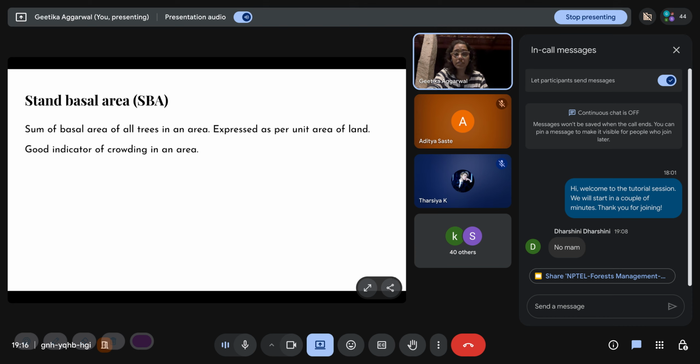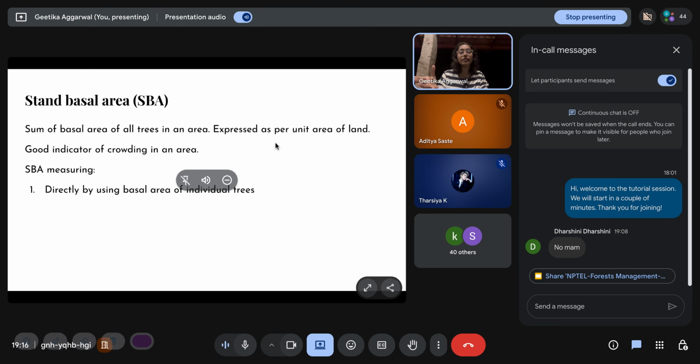So the more the stand basal area, the more is the crowding. And SBA, how do you measure the SBA? Either directly by using basal area of individual trees. If you know the basal area of all the individual trees in that area, you can use it directly, or indirectly by using spacing factor. Spacing factor is how far are trees from each other in your stand.